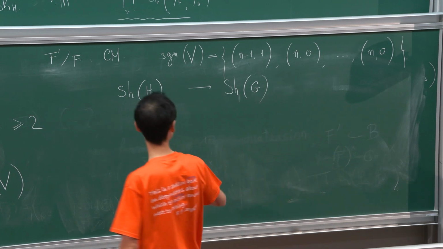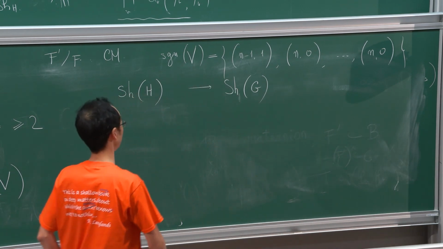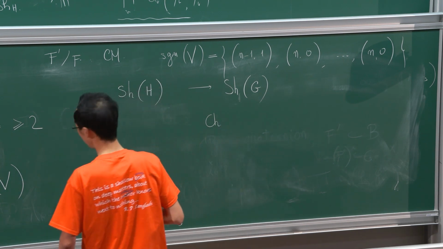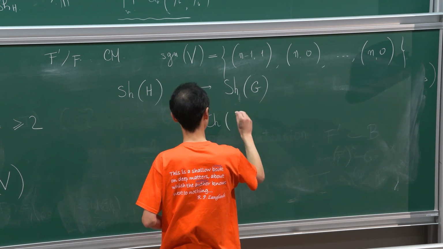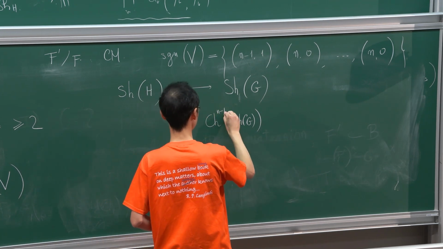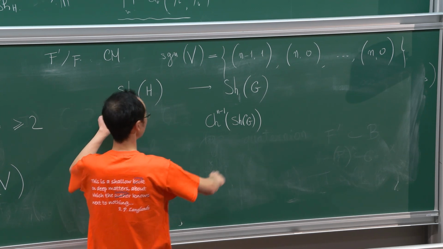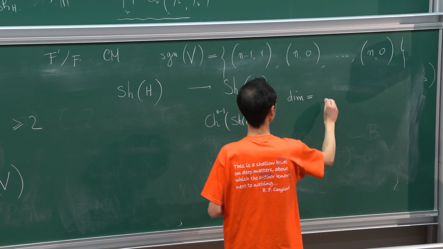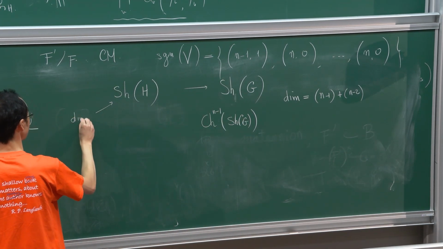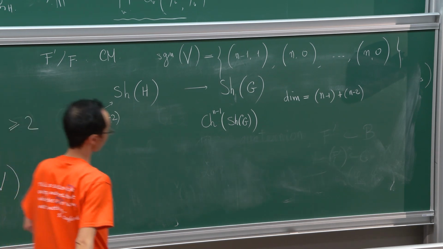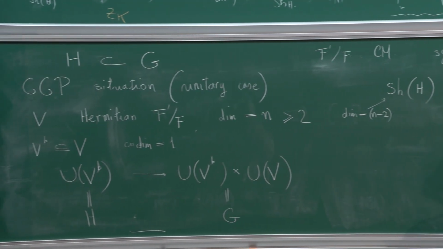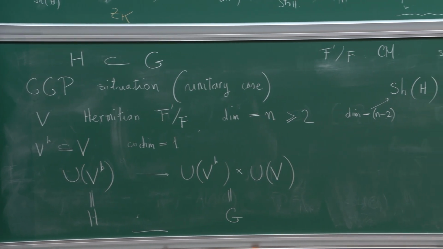Let me make a provisional formulation. So here I have this Shimura variety. Let's look at the Chow group. So I have elements in the Chow group of codimension n minus 1, so this has codimension n minus 1. So the dimension is n minus 1 plus n minus 2, so this has dimension n minus 2. All the varieties are defined over F prime.